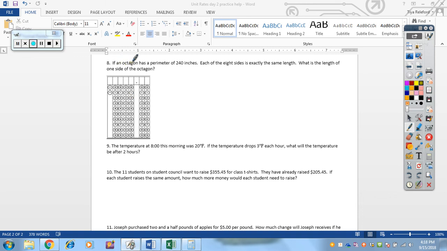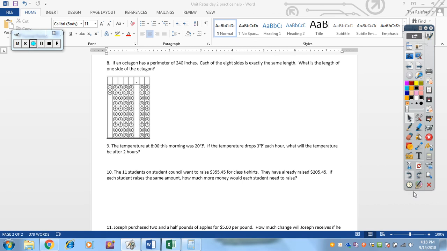Number 8 says if an octagon has a perimeter of 240 inches, I know that's not what yours says, each of the 8 sides is exactly the same length. What is the length of one side of the octagon? You are dividing. My answer is 30. Yours is probably not. If it is, you did it wrong.